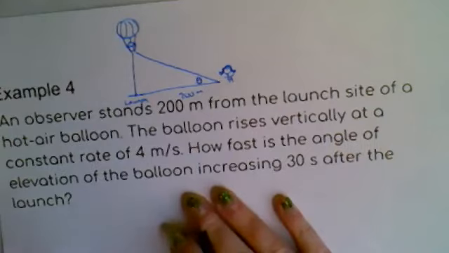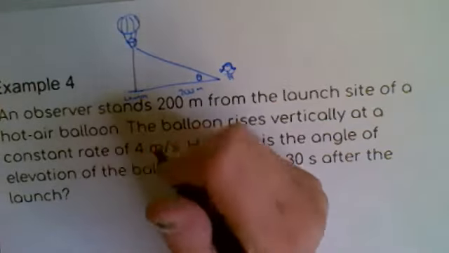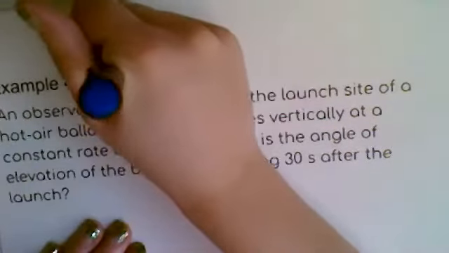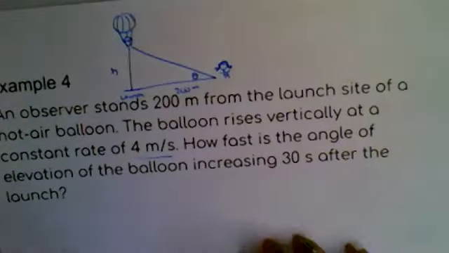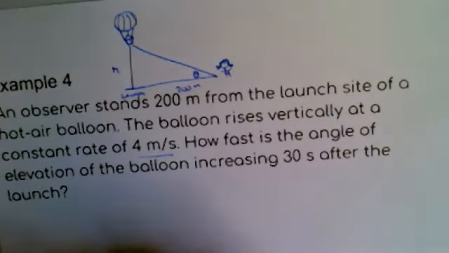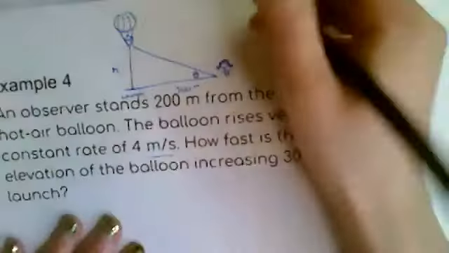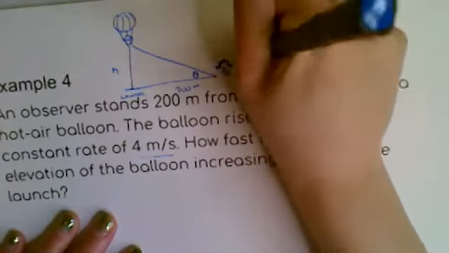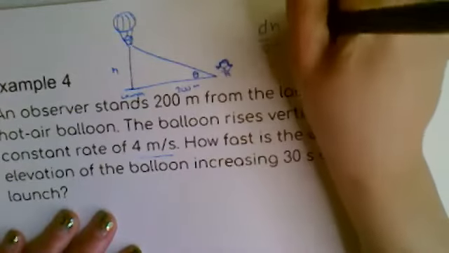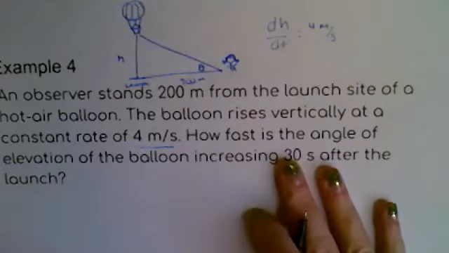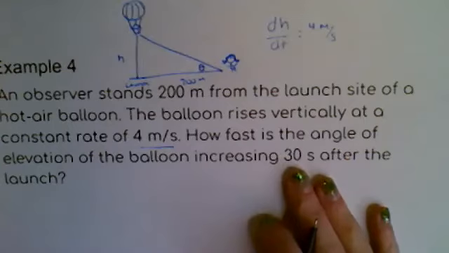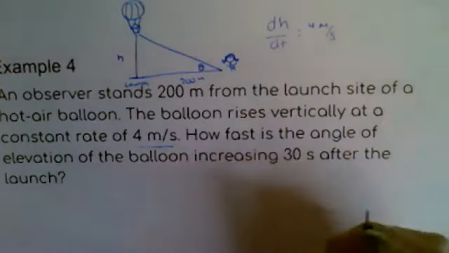And it's changing. The balloon is rising vertically at a rate of 4 meters per second. So I'm going to call this h for height. So then my change in height over time, dh/dt, is going to be 4 meters per second. How fast is the angle of elevation of the balloon changing after 30 seconds?